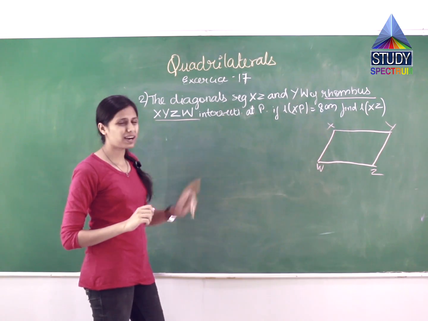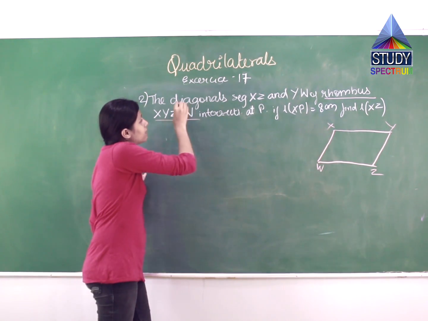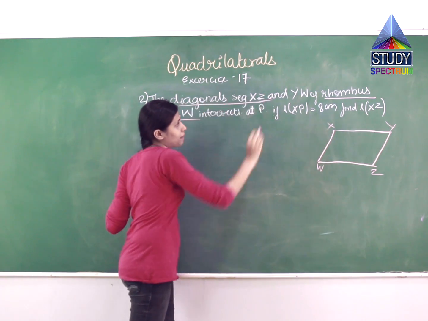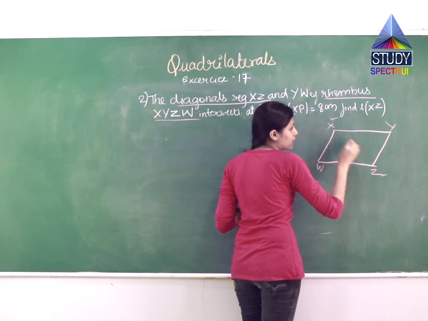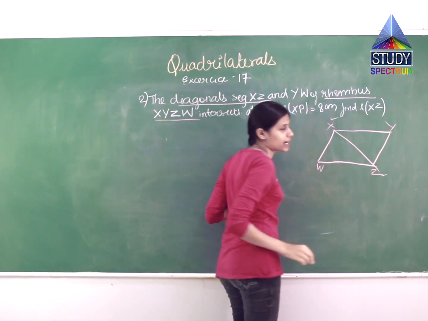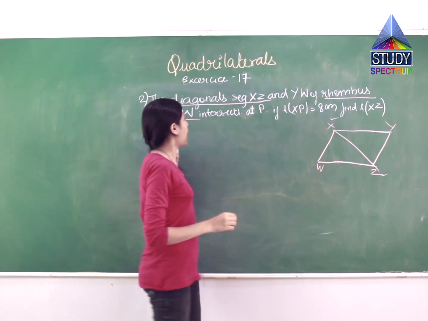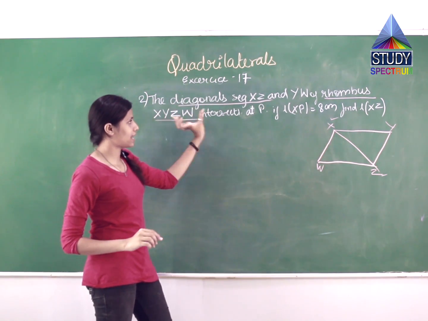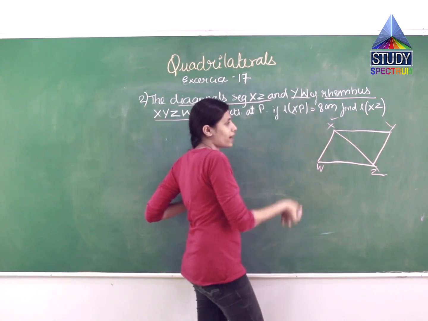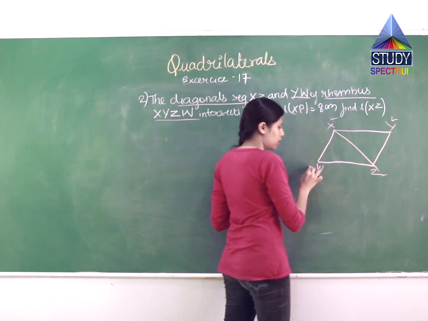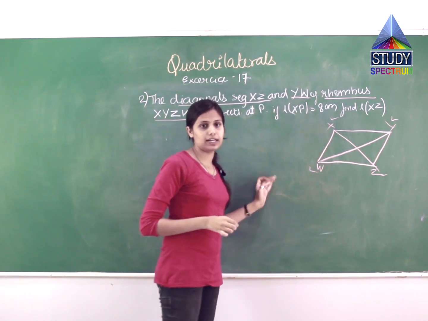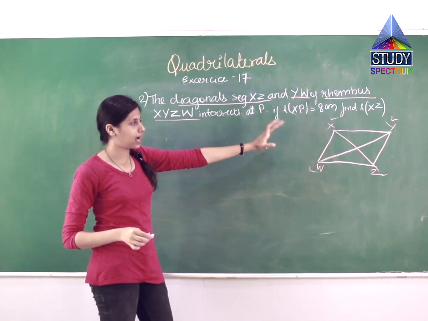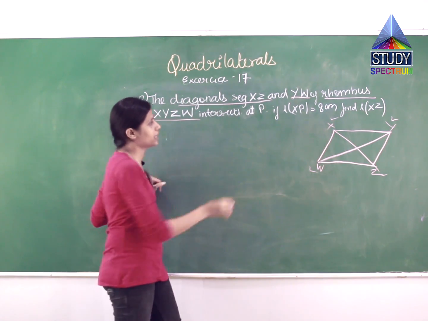Intersects at P. What intersects at P? It is given in the first sentence. Diagonal segment XZ. So where is X? X is over here. Z is over here. So joining this we get a diagonal XZ. And diagonal XZ and diagonal YW. So where is Y? Y is over here. W is over here. Joining these both we get a diagonal YW. And both diagonals intersect at point P.